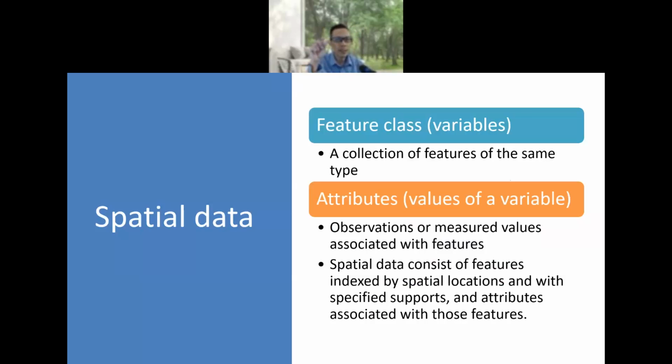For example, feature class is gender, attributes is male and female. Feature class is weight, attributes is kilogram. For example, the weight of a person. So I'm not sure why, but that's how it is. So if you work with ArcGIS or QGIS, they don't usually call it a variable, but they call it feature class. And the values of the variable they call attributes.